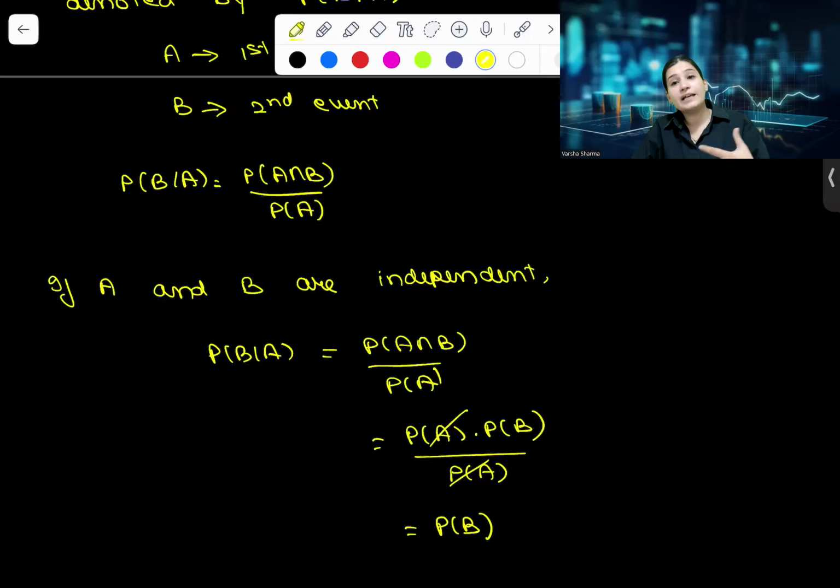So in MCQs, they ask you that if A and B are independent, then which of the following are true? Or they'll tell you if probability of B given A is the same as probability of B, then A and B are independent, mutually exclusive, exhaustive, or equally likely. Which is the case? It has to be independent, if conditional probability is the same as normal probability. Understood?